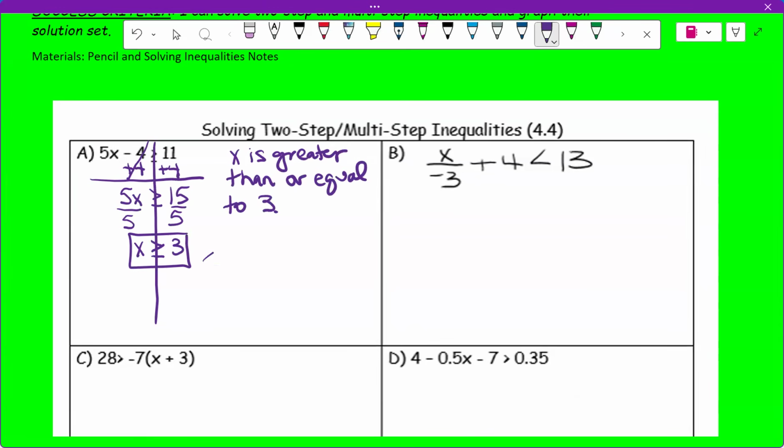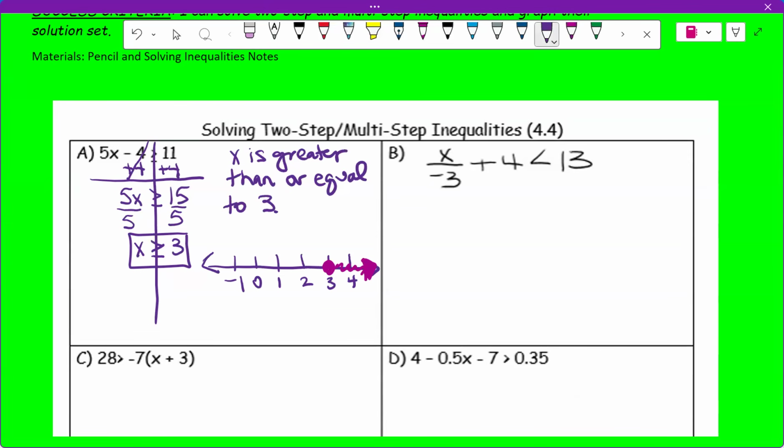Is 3 part of the solution set? It is, because of that equals. So are we going to have an open circle on 3 or a closed circle on 3? A closed circle. And the values that are greater are to the right on our number line.